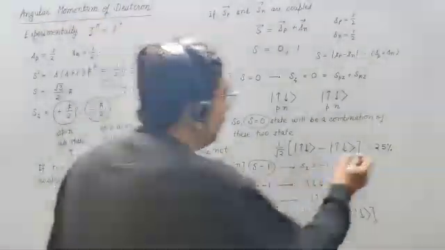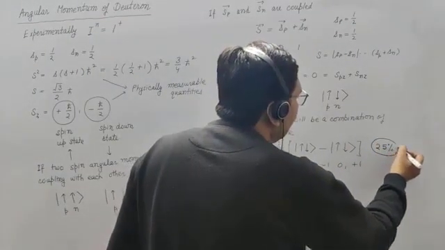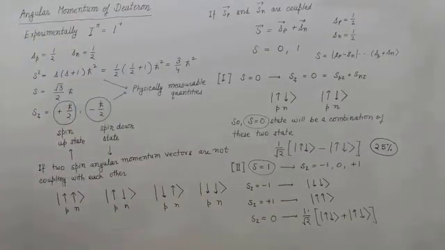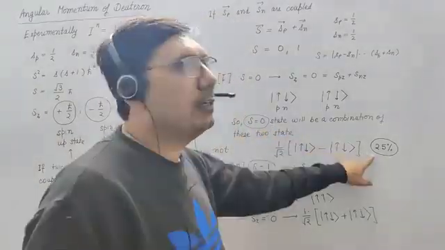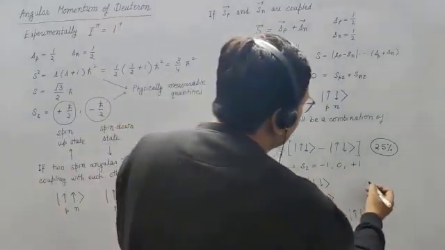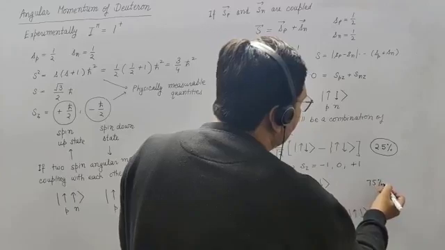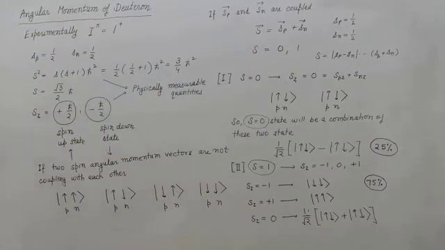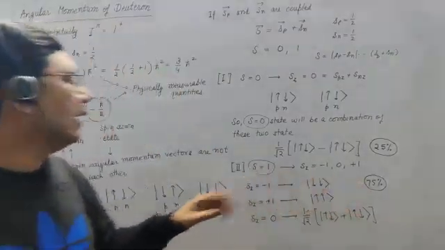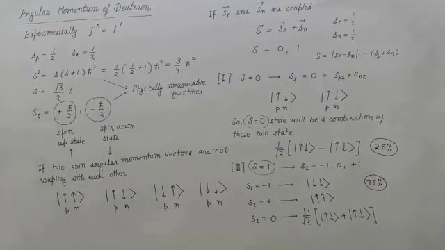So if nuclear forces or nuclear interaction are independent of spin, then the deuteron nucleus should remain in the S equal to 0 state for 25% of the time and in the S equal to 1 state for 75% of the time. This should be the situation.